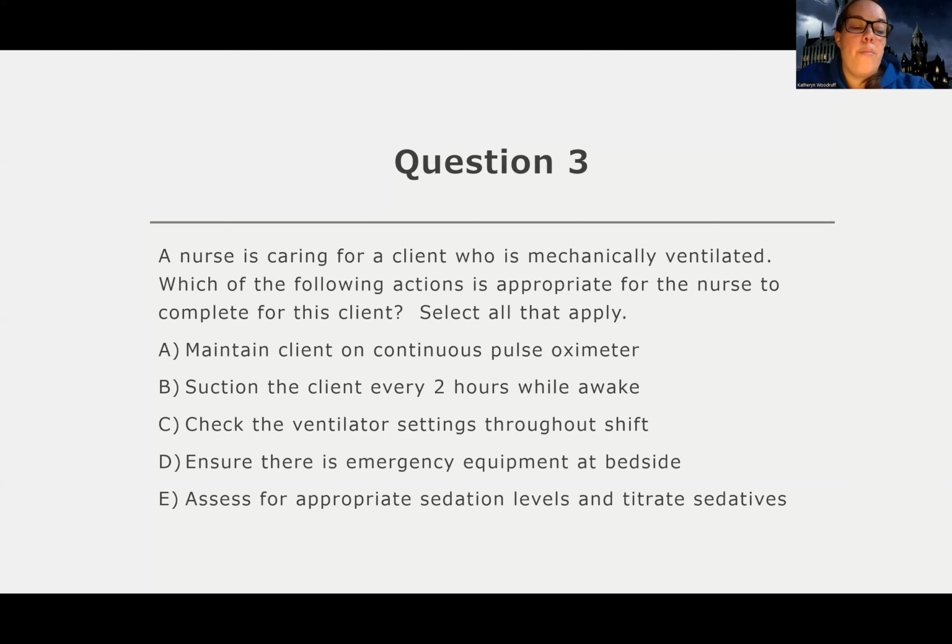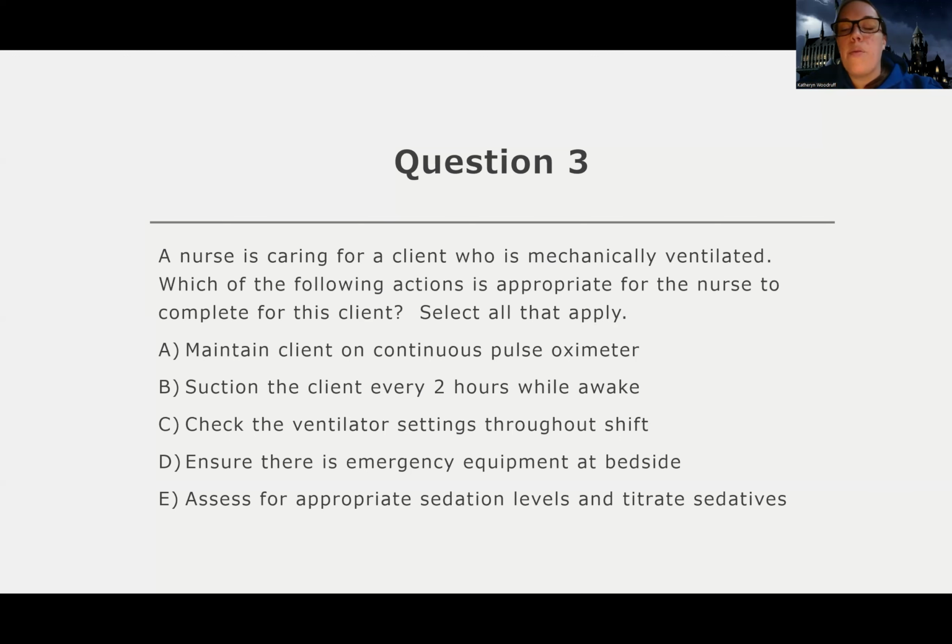Because I don't want to mess around and try to figure out a million things that are going on with the patient, because there's a lot of possible causes of alarms. If I cannot figure it out pretty quickly, then I need to make sure the patient is being ventilated and oxygenated appropriately. So that's when I'll use that ambu bag. So I do think that we want to have emergency equipment like an ambu bag at the bedside. And then E says assess for appropriate sedation levels and titrate sedatives. Well, that seems appropriate. It's my job as the nurse to assess and manage medication. So I do think that's appropriate. So I think it's everything except for B. And I'm correct. Woohoo! It's amazing how I know the answers after I wrote these questions.